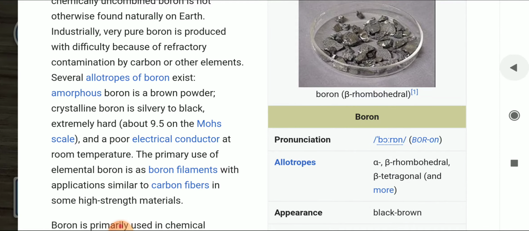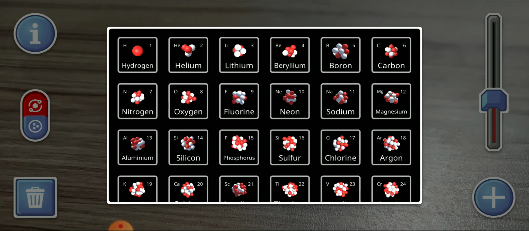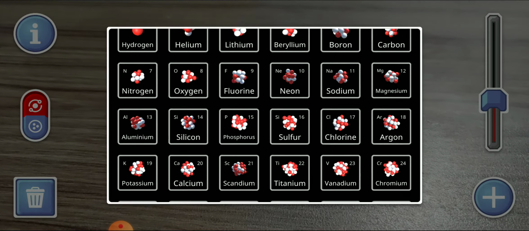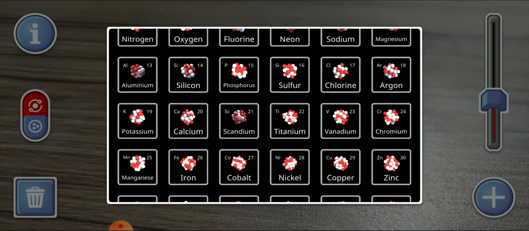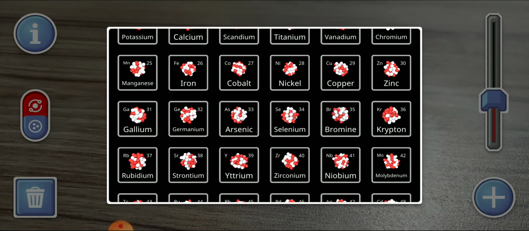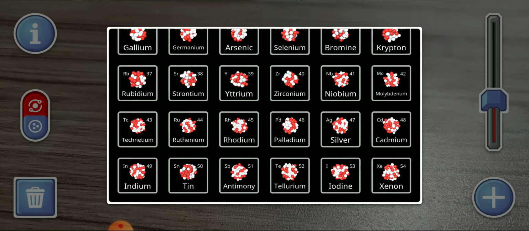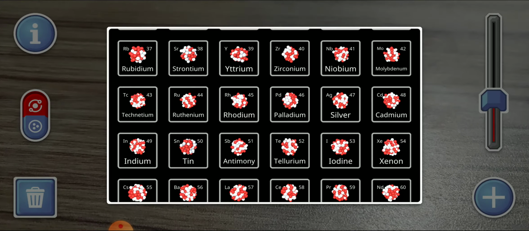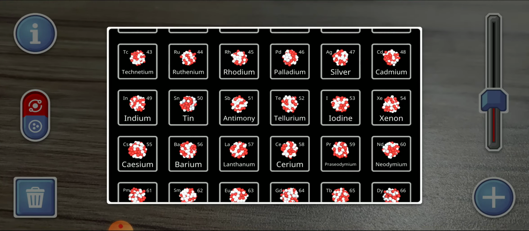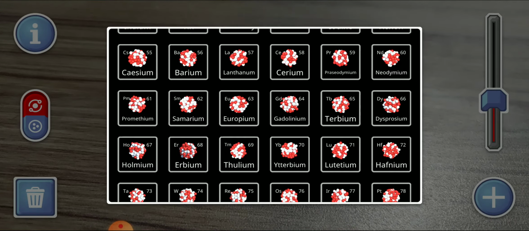Next I'm going to show you, in this video, all elements with their three-dimensional structure. See, all elements are flashing here. You are all watching the name. You may also write down the names of these elements, and the atomic number is also flashing here, and the symbols of these elements. All these things are flashing here.